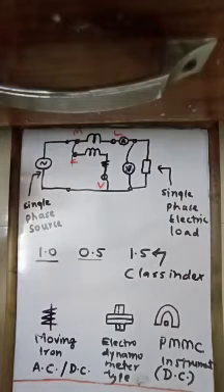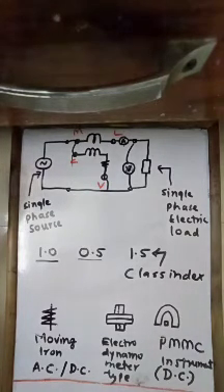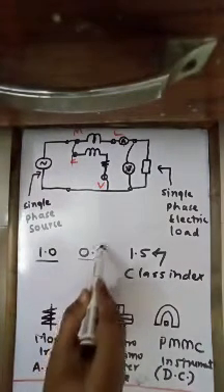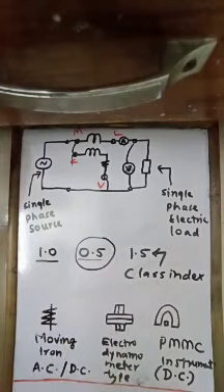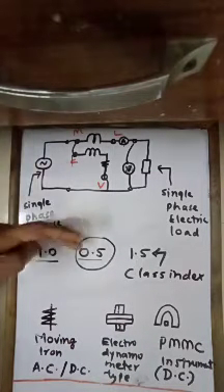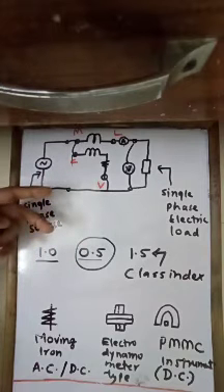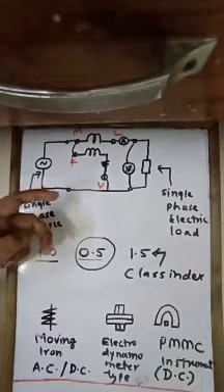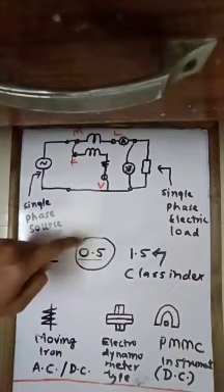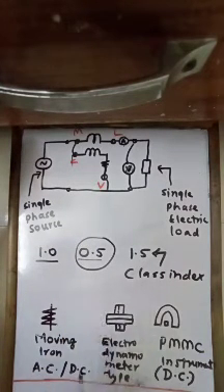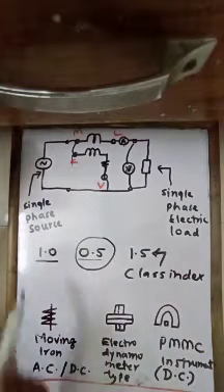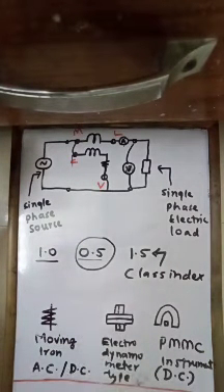So basically it gives the information about the accuracy. A 0.5 class index instrument can be used as your standard instrument, and another instrument of higher class index can be compared or calibrated with this particular instrument. This is the significance of the class index, and it is a very important index. It gives the indication about the accuracy of that instrument.